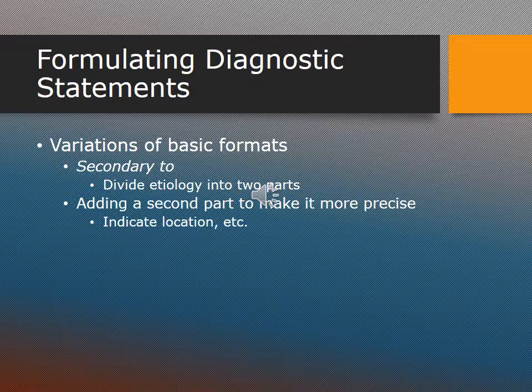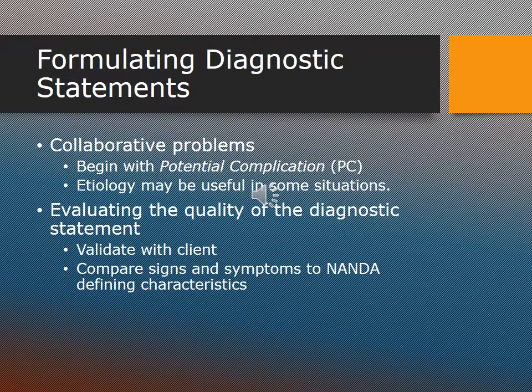Another example is impaired physical mobility, and that might be related to muscle rigidity and tremor secondary to Parkinson's, as evidenced by a limited range of motion or movement. Then we have collaborative problems, and collaborative problems always begin with potential complications, PC. Etiology may be useful in some situations. In evaluating the quality of the diagnostic statement, we're going to validate with the clients and compare the signs and symptoms to NANDA defining characteristics. So we're looking at potential complications.